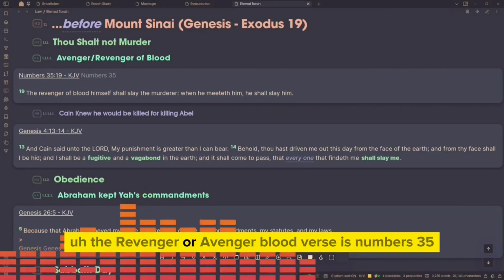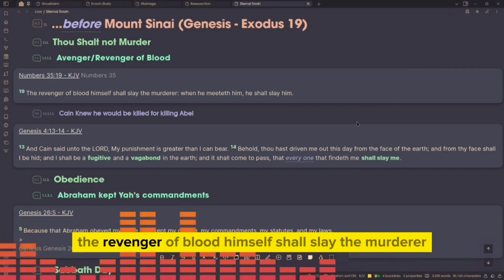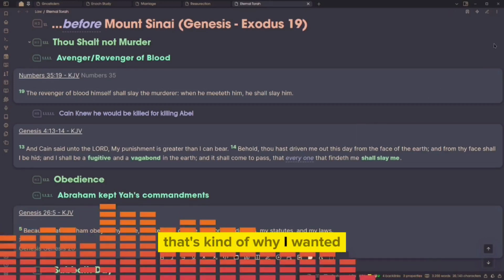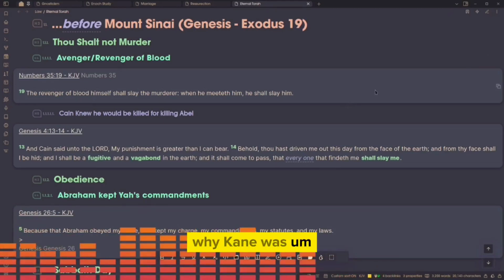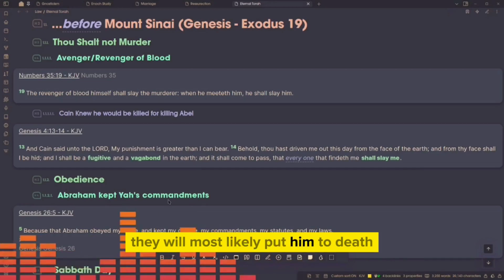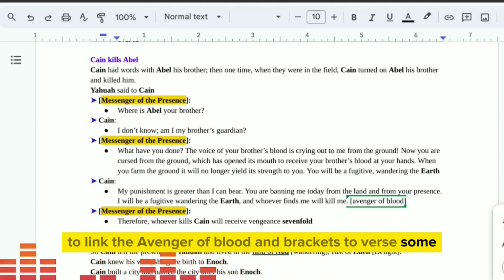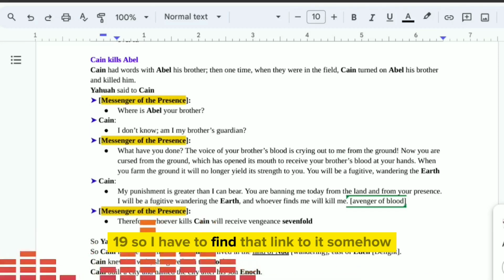The Revenger or Avenger of Blood verse is Numbers 35:19, and the verse reads, the Revenger of Blood himself shall slay the murderer. When he meeteth him, he shall slay him. So that's why I wanted to add that verse in there, referring to why Cain was afraid that if anyone sees him, they will most likely put him to death, to link the Avenger of Blood in brackets to the verse Numbers 35:19. So I have to find that.